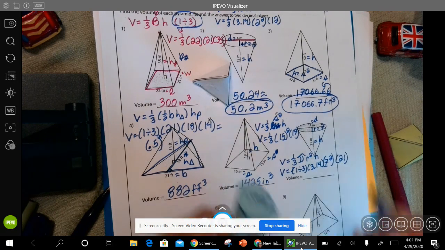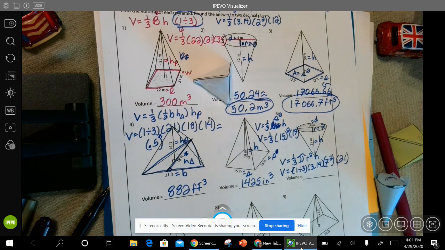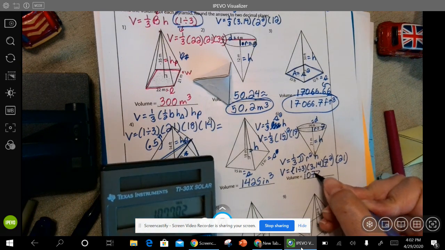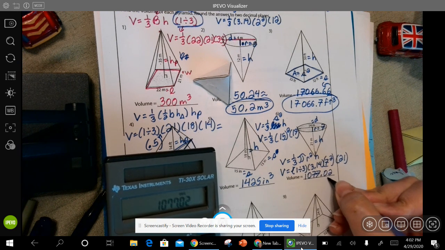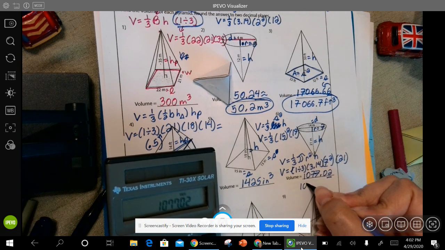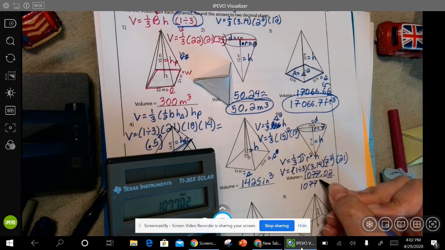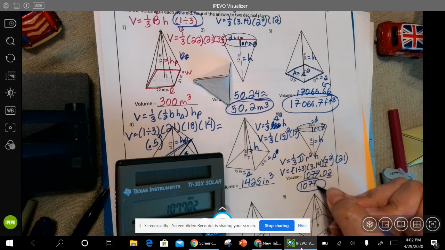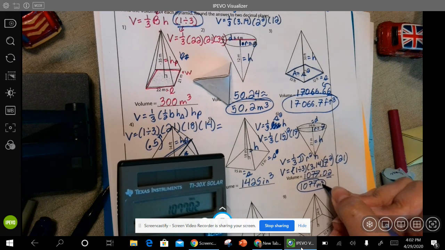times 21. Okay, so I'm just going to put all those in the calculator, everybody. 3.14 for pi times 7 squared times 21 for the height. Okay, and I got 1,077.2. Remember 5 and up, round it up. Sorry, so it's going to be 1,077 meters cubed.